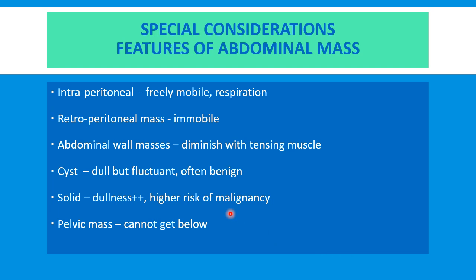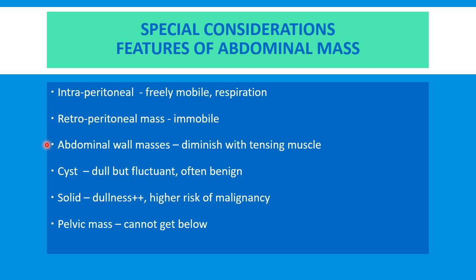Now, there are some special considerations that must be taken into account. Intraperitoneal masses, as I said, are usually freely mobile with palpation as well as respiration. Retroperitoneal masses, on the other hand, are immobile or of limited mobility, and I explained the reason for this as well.